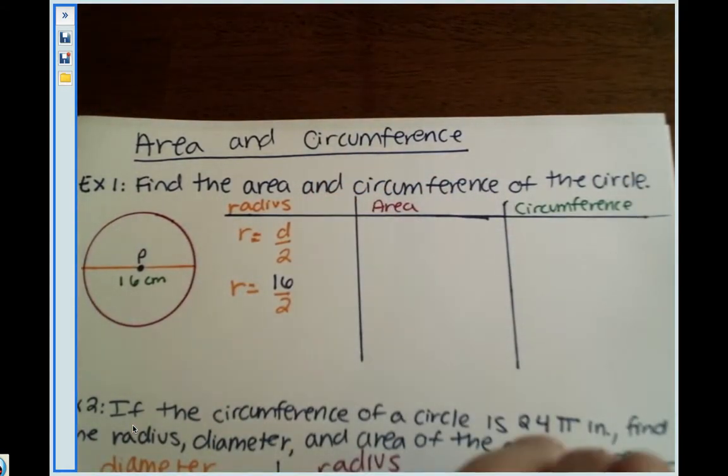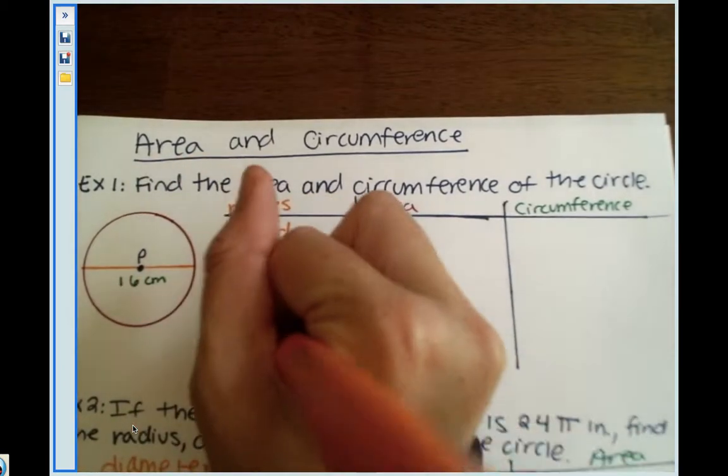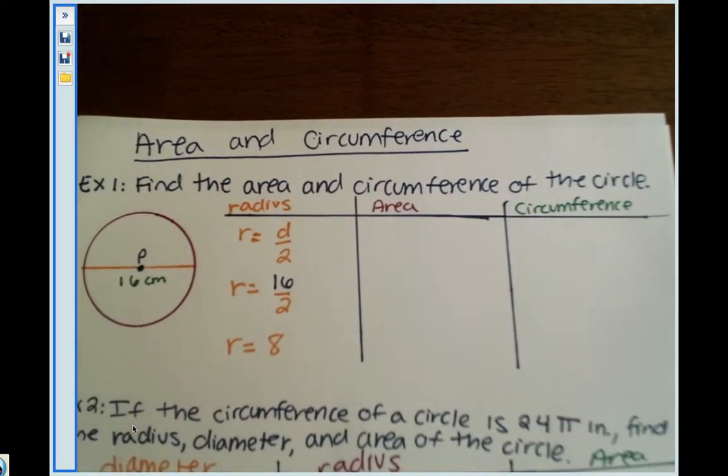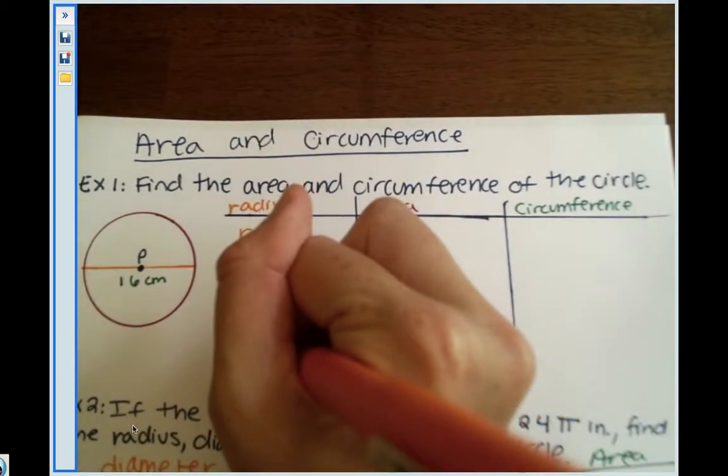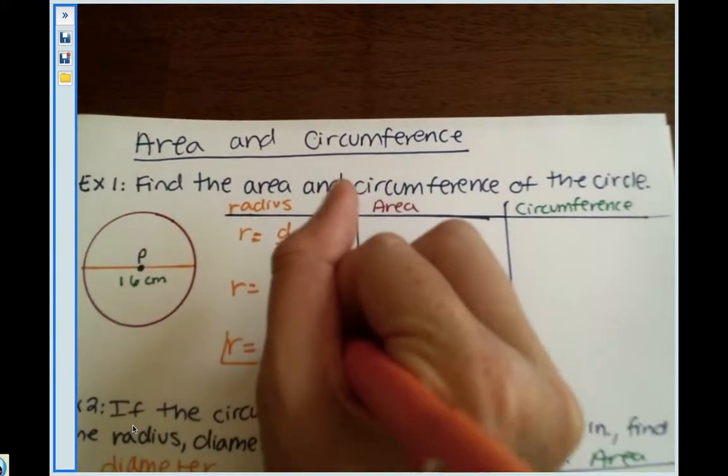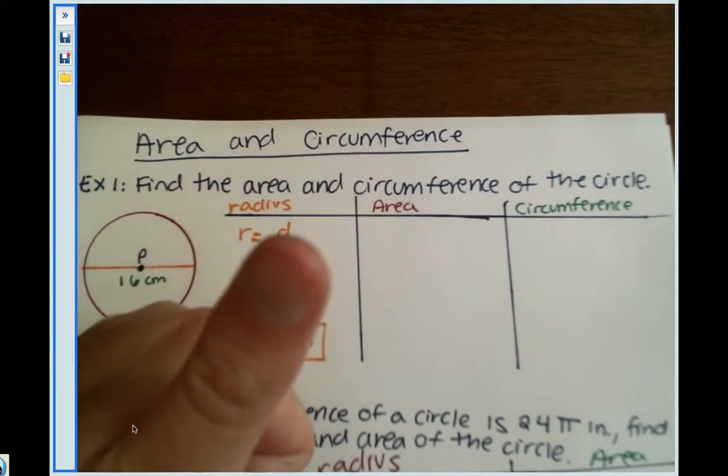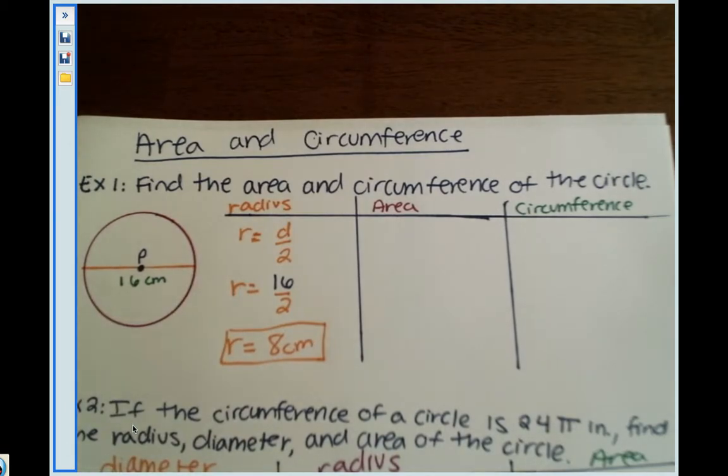All right, and 16 over 2 is 8. So the radius is 8, and I'm going to use units because in area and circumference and radii, if we're given units, we need to use units. So this is 8 centimeters. So we know the radius, so we're one step in the right direction. Okay, let's keep going.